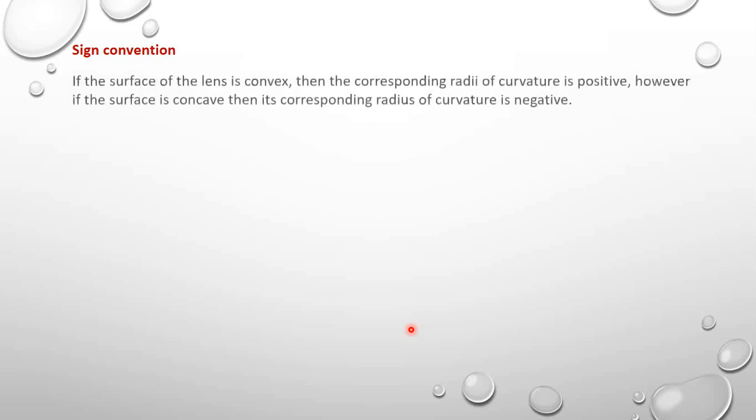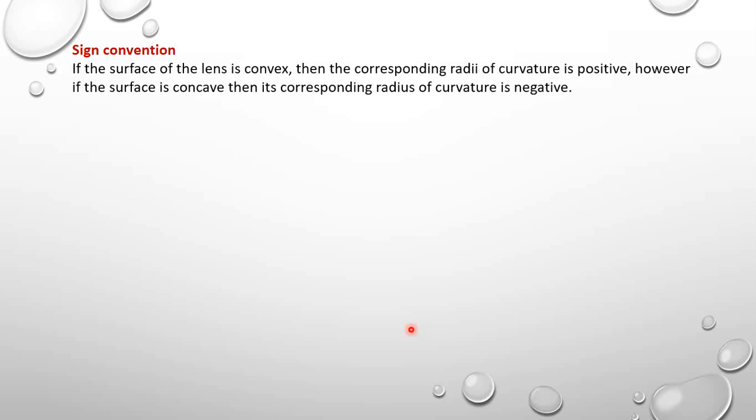The sign convention is a rule for assigning either a positive or negative sign to the radii of curvature, or to the focal length, or to the image and object distances. In this case, we are going to look at the sign convention for the radii of curvature. For a convex lens, the radius of curvature is positive, and for a concave lens, the radius of curvature is negative. Let us also look at the sign convention for different types of lenses.